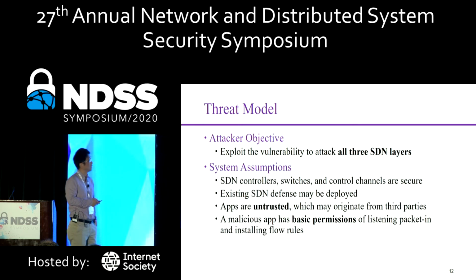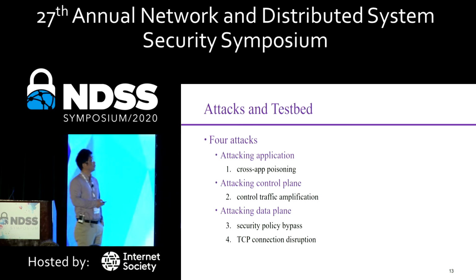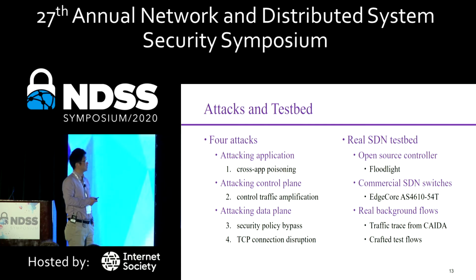The threat model is, we assume the controller, switch, and the control channels are all secure, and all existing defense mechanisms can be deployed. We assume some applications are untrusted, and they have the basic permissions to listen to the packet-in message and install flow mod messages. We will talk about these 4 attacks one by one.